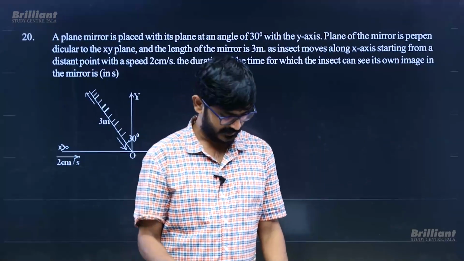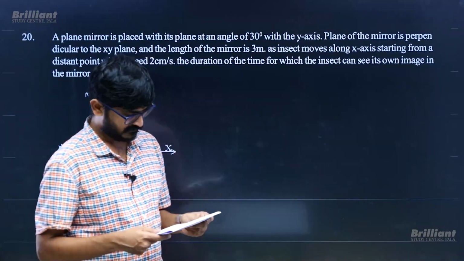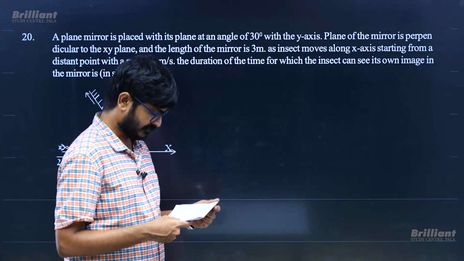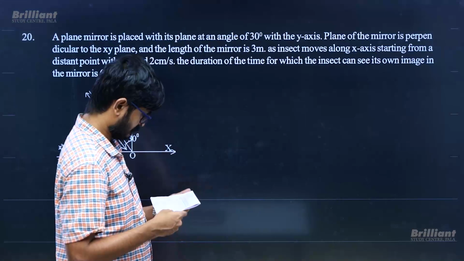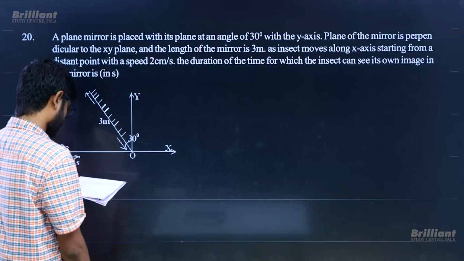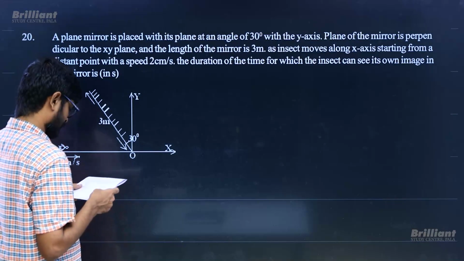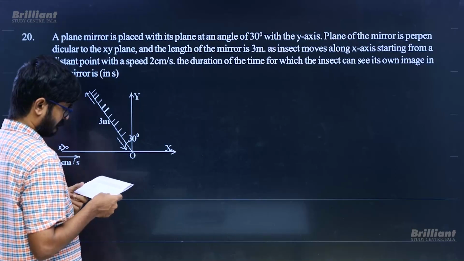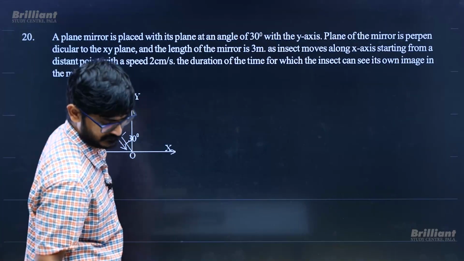Going to the next question: a plane mirror is placed with its plane at an angle 30 degrees with the y-axis. The plane of the mirror is perpendicular to the xy plane, and the length of the mirror is 3 meters. An insect moves along the x-axis starting from a distant point with speed 2. Find the duration of time for which the insect can see its own image.